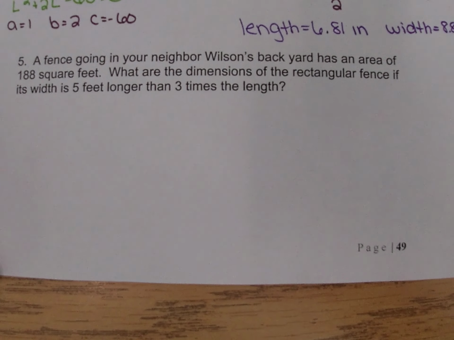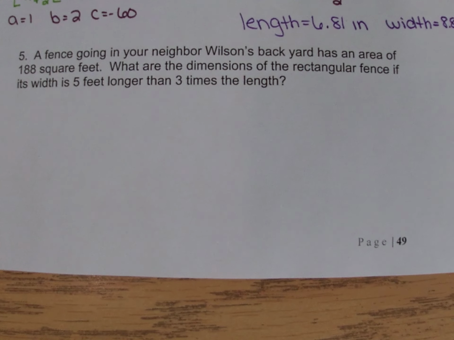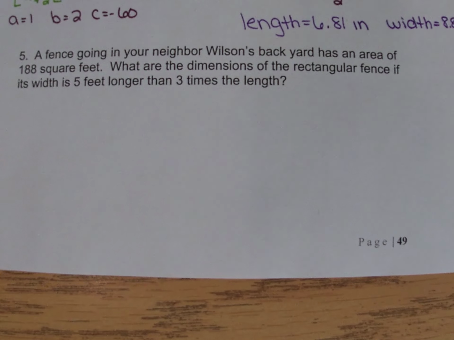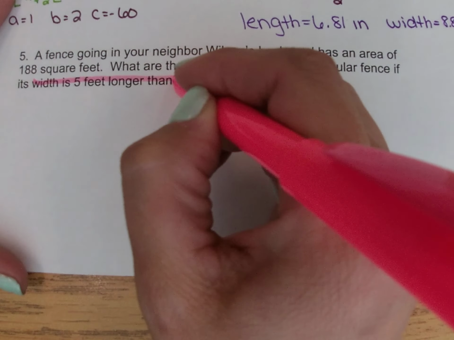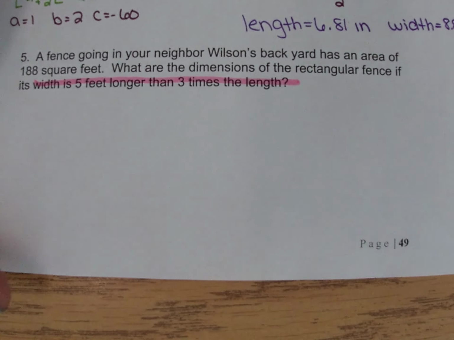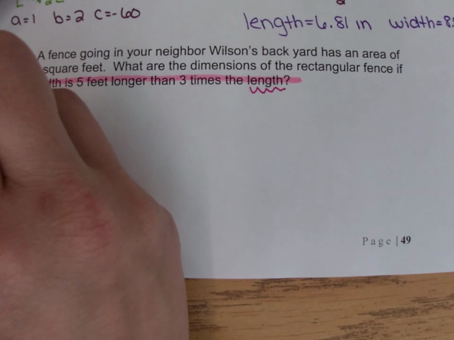Last one. A fence is going in your neighbor's yard and has an area of 188 square feet. What are the dimensions of the rectangular fence if its width is 5 feet longer than 3 times the length? And we're going to check what we want to define here. So we read length second, so let's define that first.